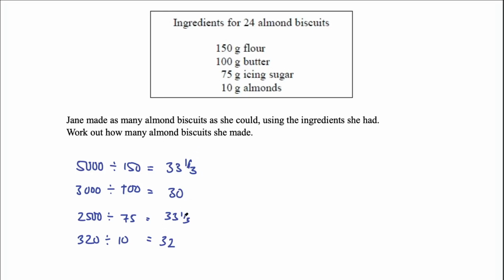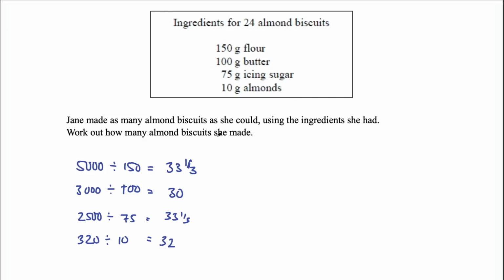So now how many biscuits or how many batches can she make? Well, she can only make the amount that she has the minimum for. So if she tried to make 33, she wouldn't have enough butter. So the maximum amount of batches she can make here is 30 batches because she doesn't have enough butter for any more. And then remember, with each batch, she gets 24 biscuits.